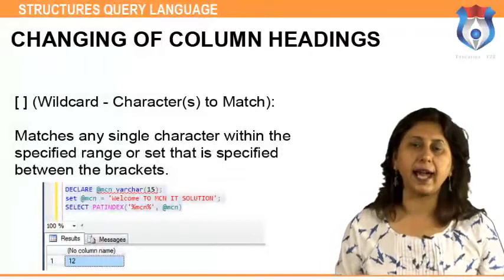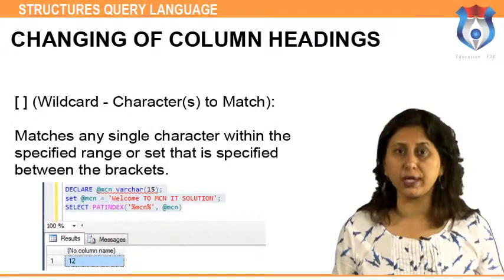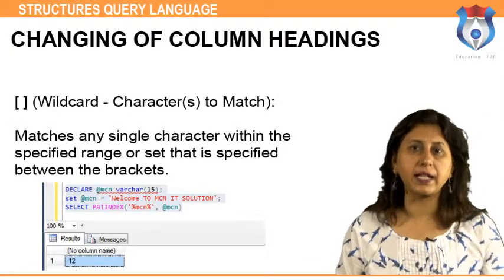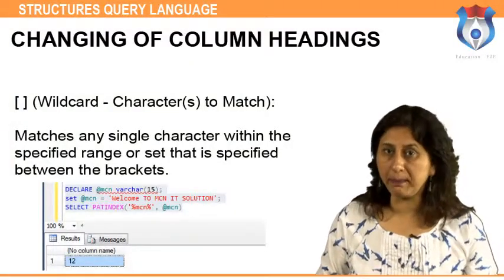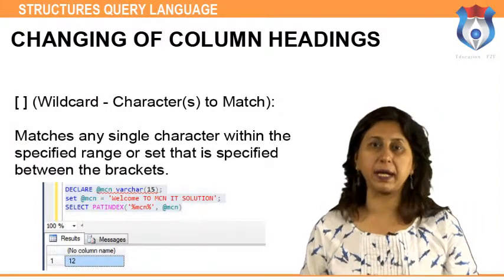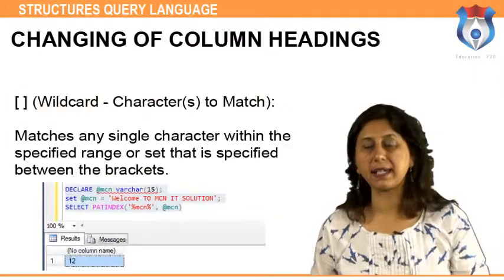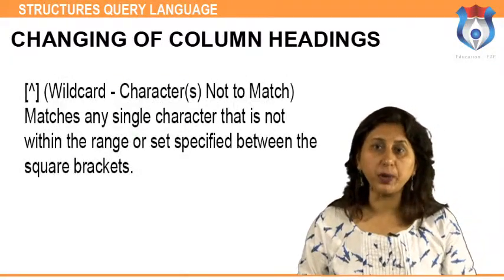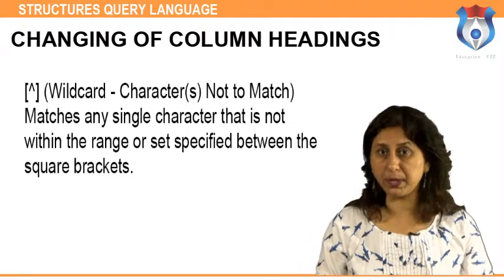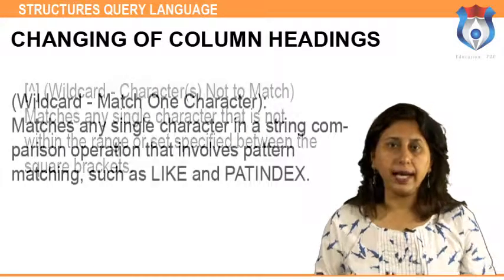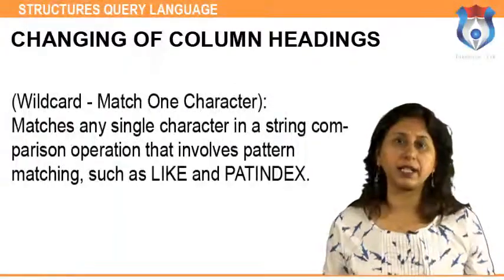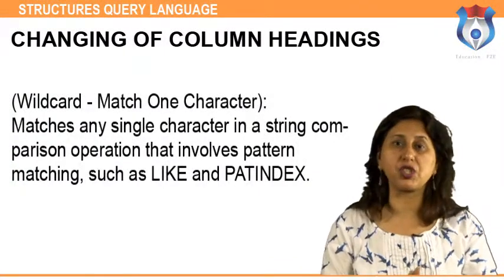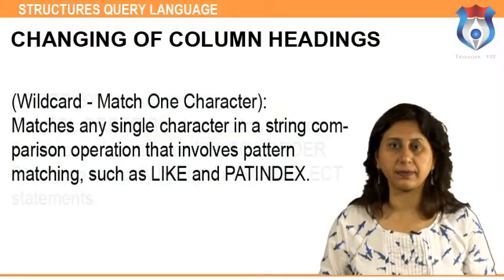The bracket wildcard matches any single character within the specified range or set that is specified between the brackets. These wildcard characters can be used in string comparisons that involve pattern matching, such as LIKE and PATINDEX. The caret wildcard matches any single character that is not within the range or set specified between the square brackets. It matches any single character in a string comparison operation that involves pattern matching, such as LIKE and PATINDEX.